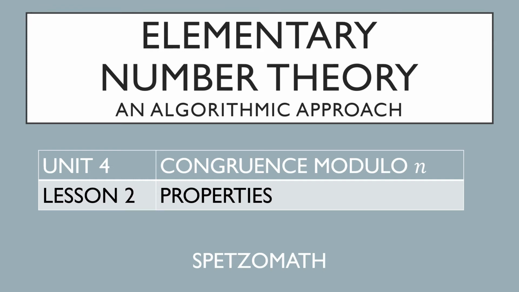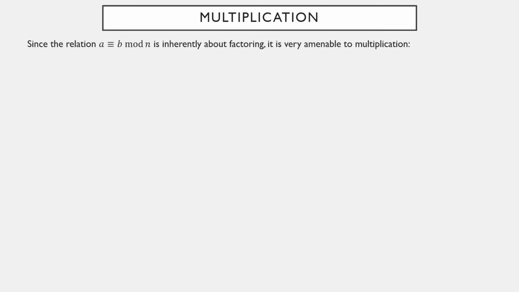Having already introduced the definition of congruence modulo n, now we're going to introduce some properties of congruence modulo n. First up, let's talk about multiplication. Now, the definition of A being equivalent to B modulo n was about n being a factor of something. It's about factoring, so it's actually pretty easy to make statements about multiplication. So here's the theorem we'll prove.